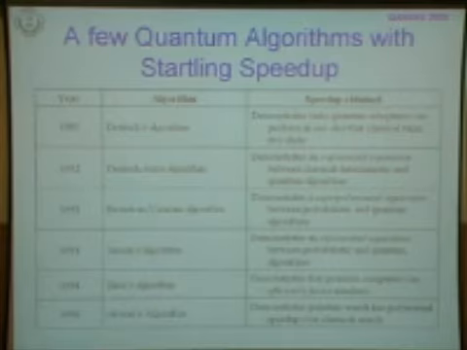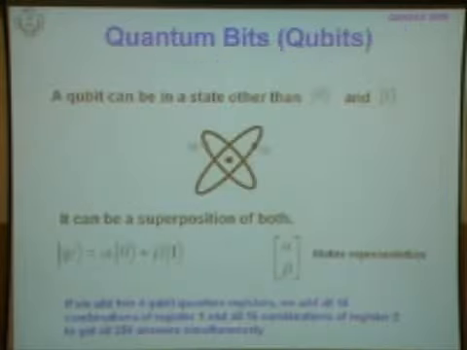94 came Shor's algorithm, which we'll see later. It demonstrates that quantum computers can efficiently factor numbers. Factoring is such a great problem because all our cyber security is based on factorizing large numbers. Then 1996, Grover's algorithm, which demonstrates quantum search as polynomial speedup over classical search.